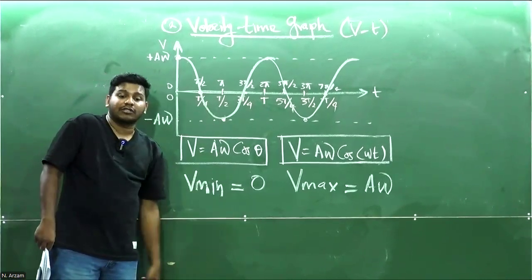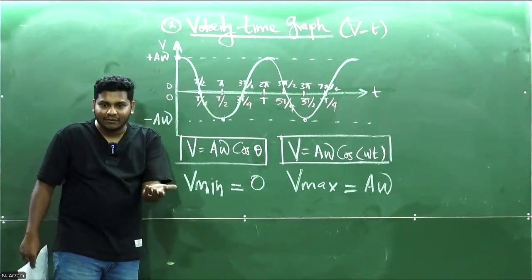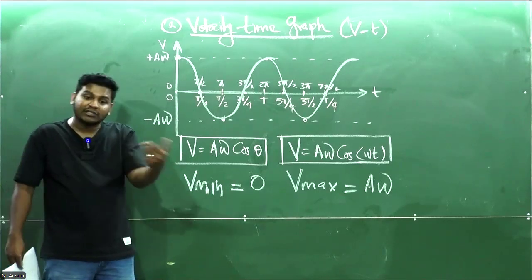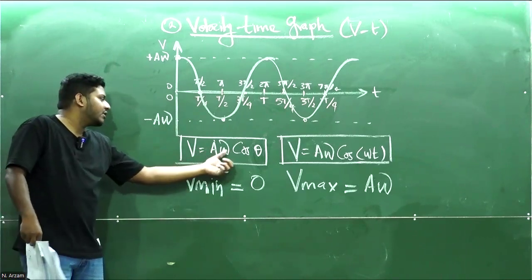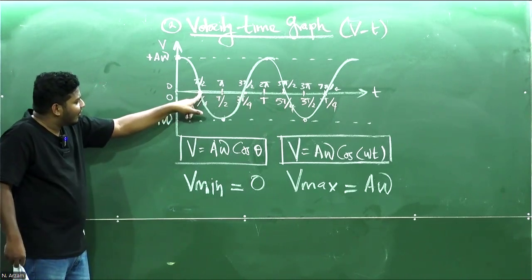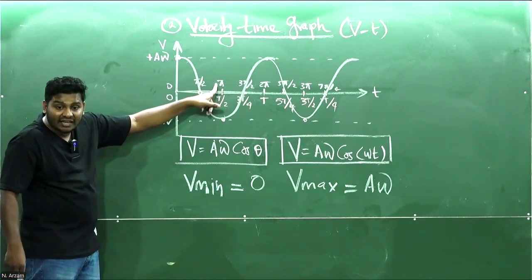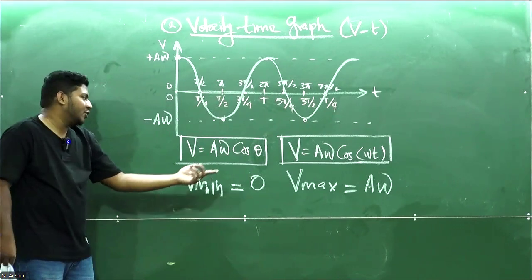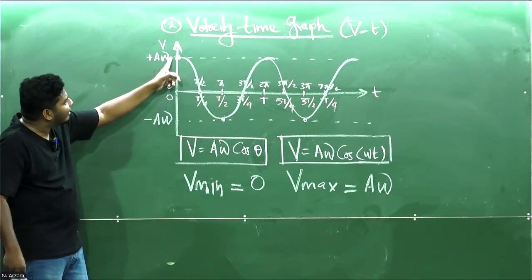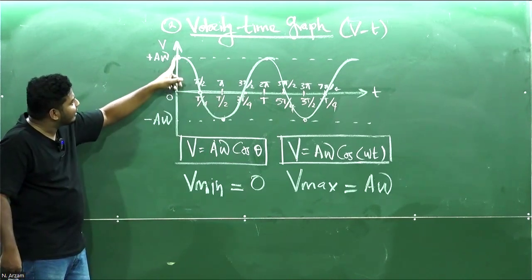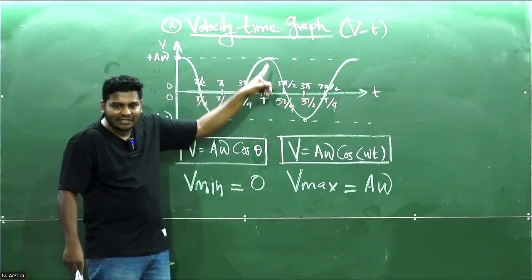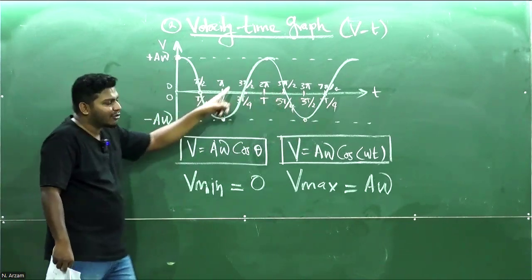Cos pi by 2, cos 90 degrees is equal to what? 0. Sin 90 is 1, cos 90 is 0. A omega into 0, the velocity is 0 here. And when you substitute pi here, cos pi is minus 1. So the value is minus A omega. So you can track the pattern: plus 1, 0, minus 1, 0, plus 1, 0, minus 1, 0. So you can plot the cos graph here.